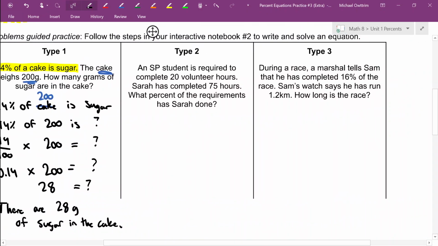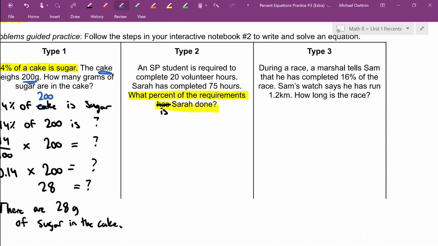In a type 2 problem, we are going to be needing to divide to figure out the percent. And so when we look at this question, an SB student is required to complete 20 volunteer hours. Sarah has completed 75 hours. We're asked what percent of the requirements has Sarah done? And so our has here is kind of a synonym for is. We would say some percent of the requirements is the amount that Sarah has done. And that's going to be our main simple sentence here.